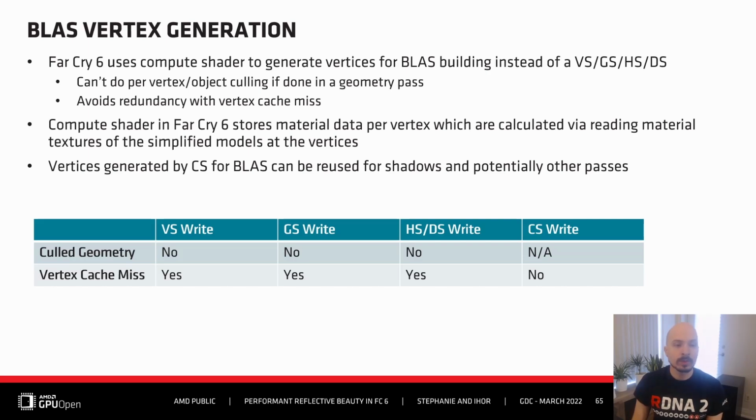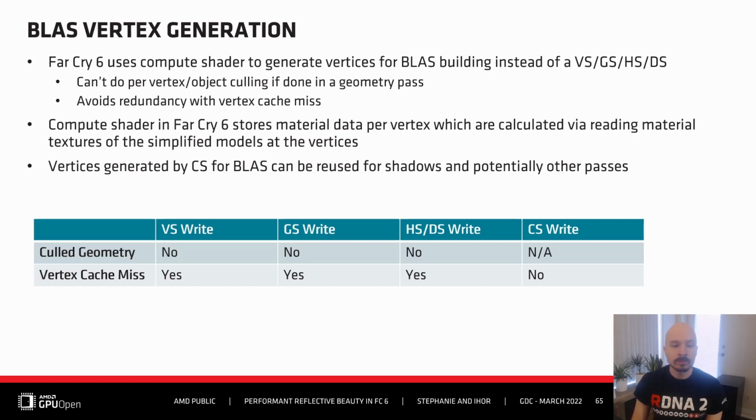We also avoid redundancy with vertex cache misses. So what can happen is if you, for example, just have your vertex shaders write a UAV, different waves can sometimes miss the vertex cache. And so those different waves, those different threads can sometimes write to the same vertex redundantly. If you instead have a compute shader, then you get the guarantee that every thread is going to write to every DXR primitive once. There's going to be a one-to-one relationship there. You're not going to get any redundancy.